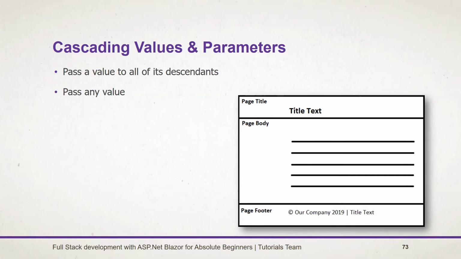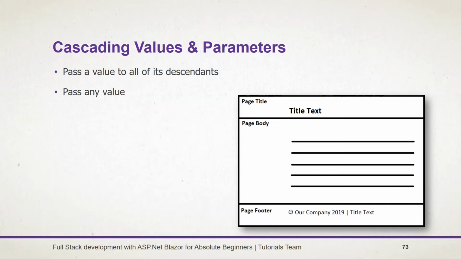Cascading values and parameters are ways to pass a value from a component to all of its descendants without using traditional component parameters. In traditional parameters, we have to set each parameter value in the attribute syntax of that component. In the case of cascading parameters, we use a different tag, that is, cascading value, to specify the value to be cascaded to all the descendants. It means we set the value in one tag and it will be available to all of the components. We do not need to specify it in all the components.